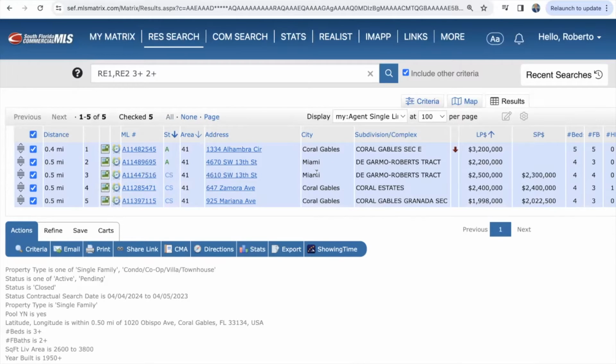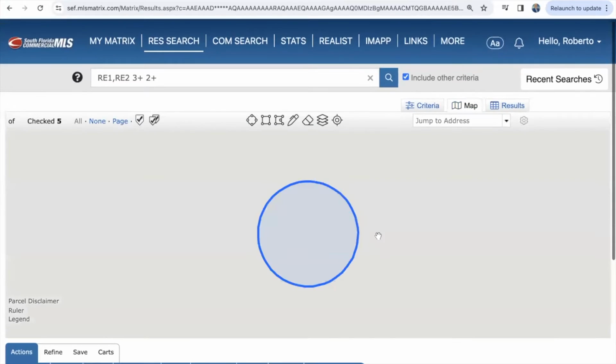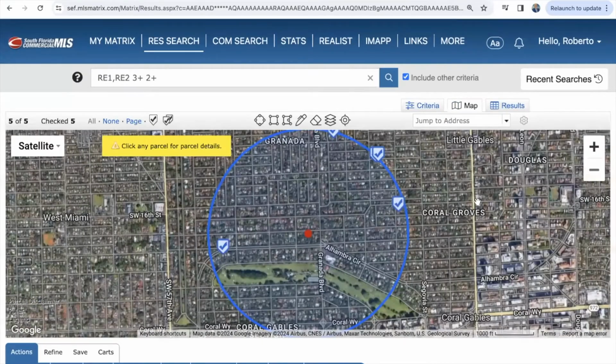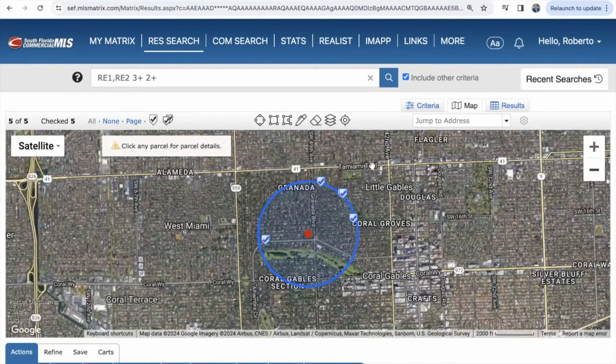Now, the reason why I had removed the property that said Miami is because it's not in Coral Gables. Let me show you. Clicking on the map. All right. We're going to click on the map and we're going to see it is in Coral Gables. It just has a Miami address. So anything south of Tamiami Trail is Coral Gables. So, you know, it's on the outskirts here. All right. And that's fine. It is Coral Gables. So we're going to use those.